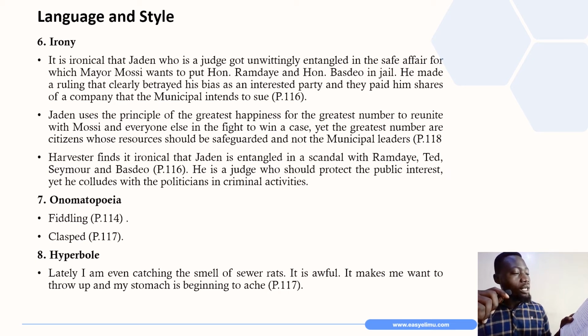Maybe just to confirm that, it is indicated where Jaden says that the problem is that I can't convict Mr. Basdeo and Honorable Ramdae. I got unwittingly entangled in the same affair for which Mayor Mosi wants me to put them in jail. It happened, I was helping some friends in some court case. I made a ruling that clearly betrays my bias as an interested party. Still, these friends at some point paid me by giving me shares of a company that the municipal council is suing. So he is also involved in some of these accusations that Mayor Mosi wants him to look at and ensure that Ramdae and Basdeo are jailed.